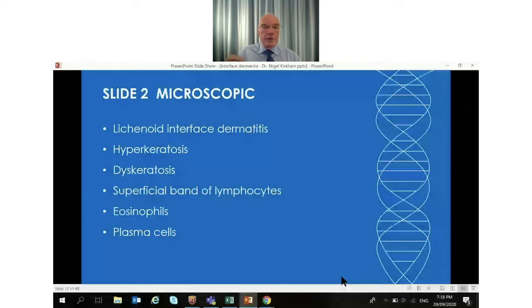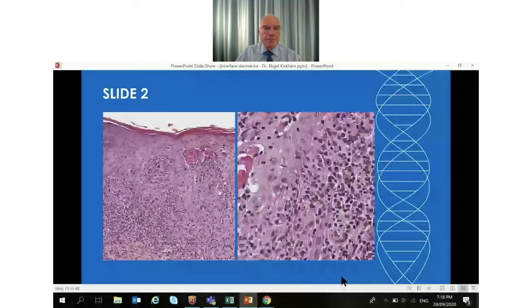And so this lesion has a very florid lichenoid interface dermatitis, and it shows hyperkeratotic scaling, lots of dyskeratosis, and a very heavy superficial band of infiltration with eosinophils and plasma cells. And that shows you again what we just looked at.